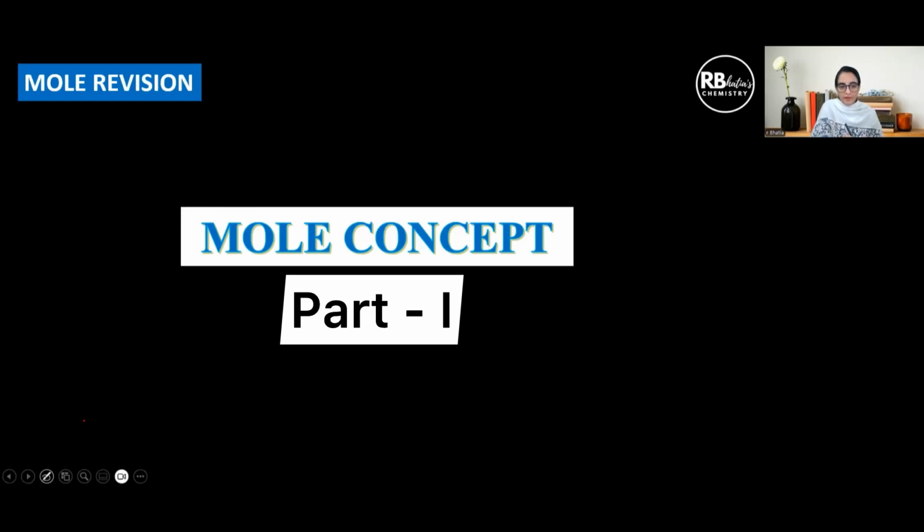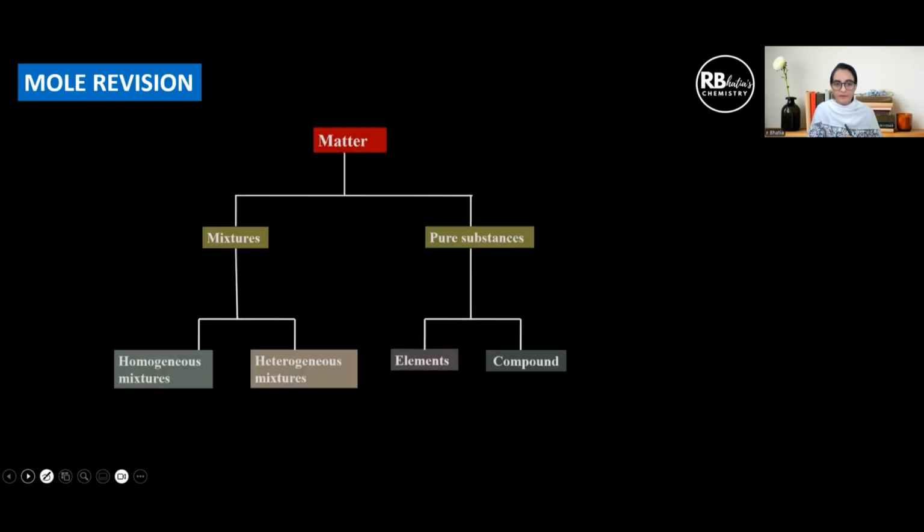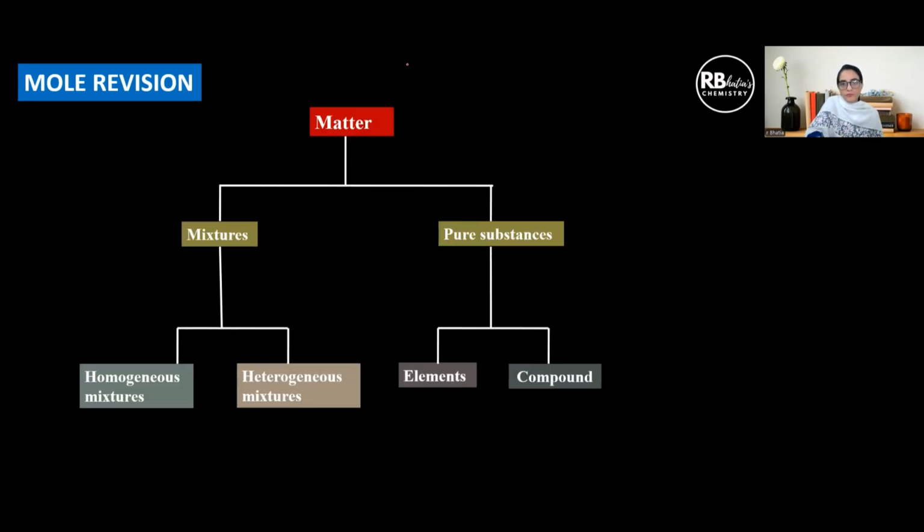Yeah. So, this chapter starts with the mole concept, that is, starts with matter. Matter whose chemical classification is as shown. This is the chemical classification of matter. Chemical classification: mixtures and pure substances. Mixtures are classified as homogeneous mixtures and heterogeneous mixtures, and pure substances are elements or compounds.